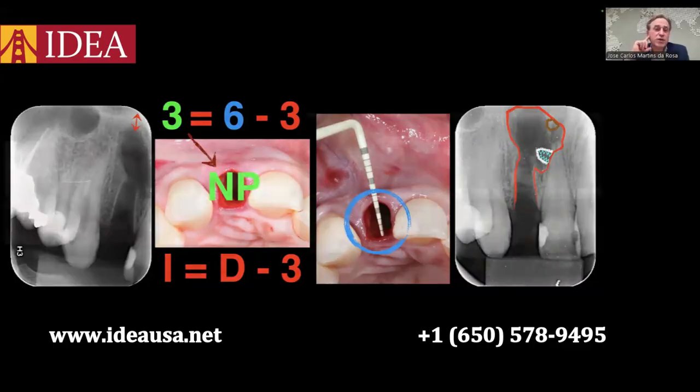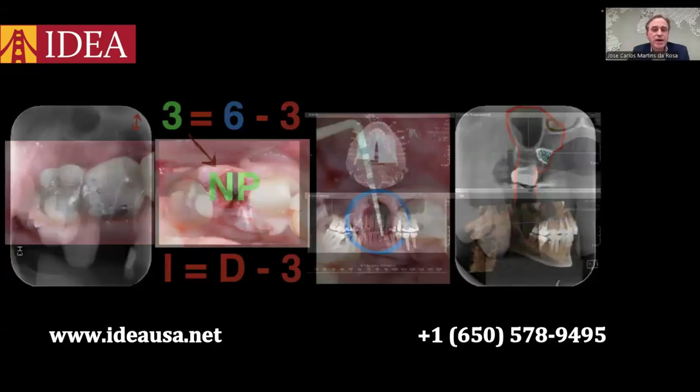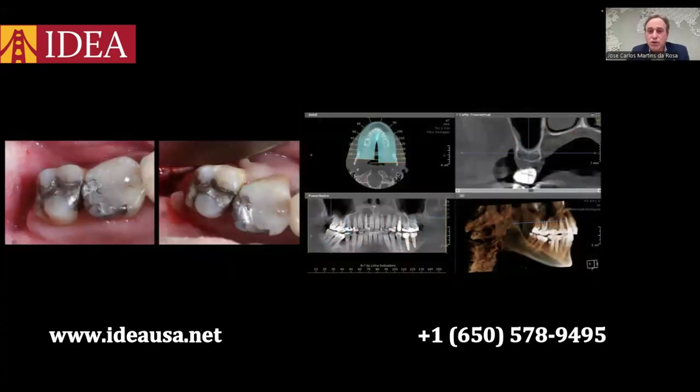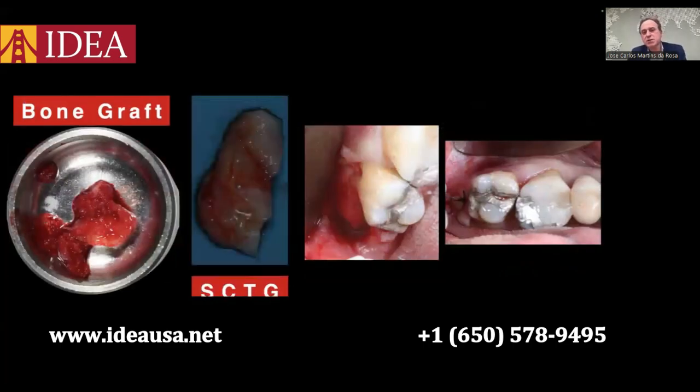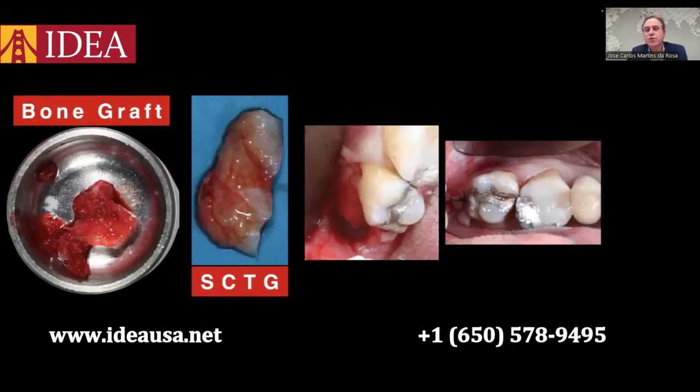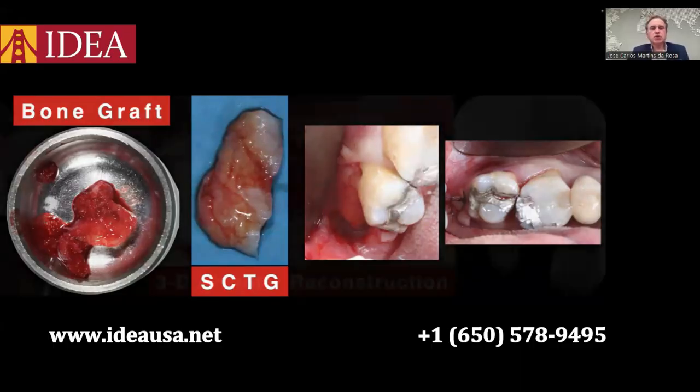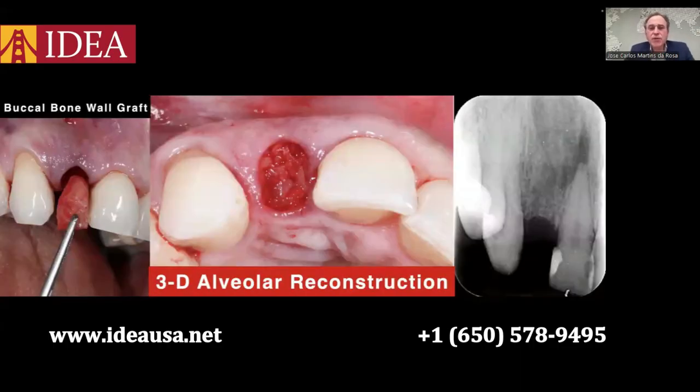So we went straight to the tuberosity area and we harvested bone and soft tissue using chisels. We harvested bone graft, and using blades, we harvested connective tissue graft from the same donor site almost at the same time. After that, we performed the 3D alveolar reconstruction.